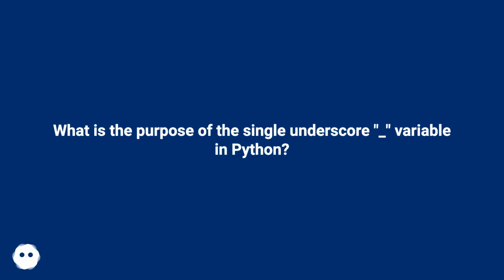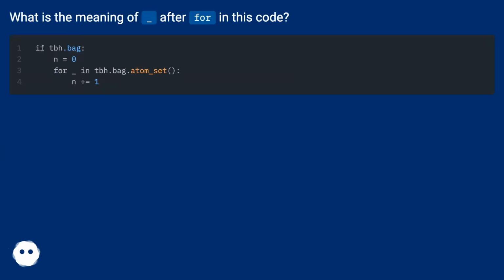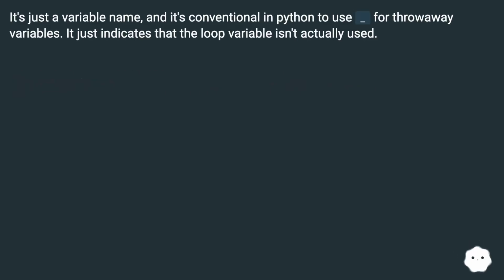What is the purpose of the single underscore variable in Python? What is the meaning of underscore after for in this code? It's just a variable name, and it's conventional in Python to use underscore for throwaway variables. It just indicates that the loop variable isn't actually used.